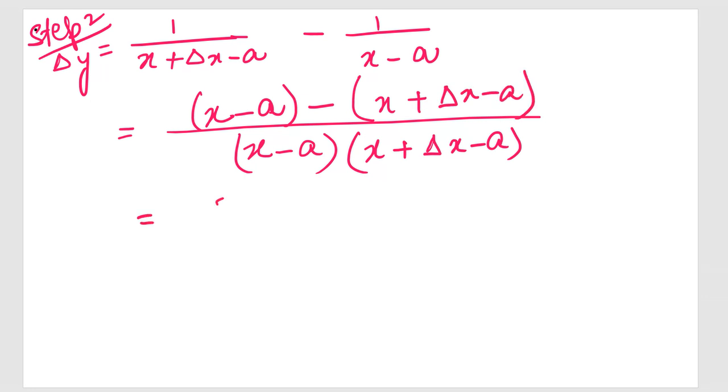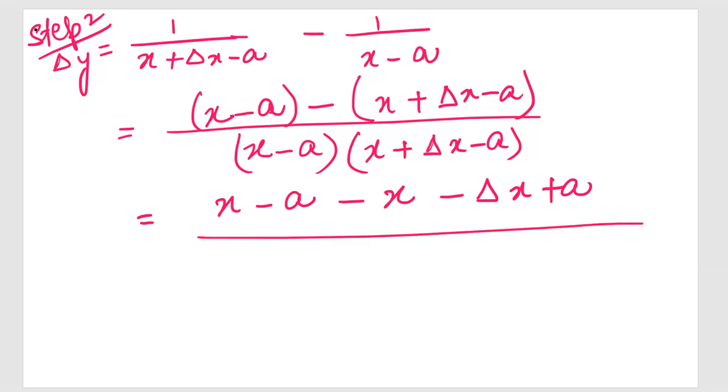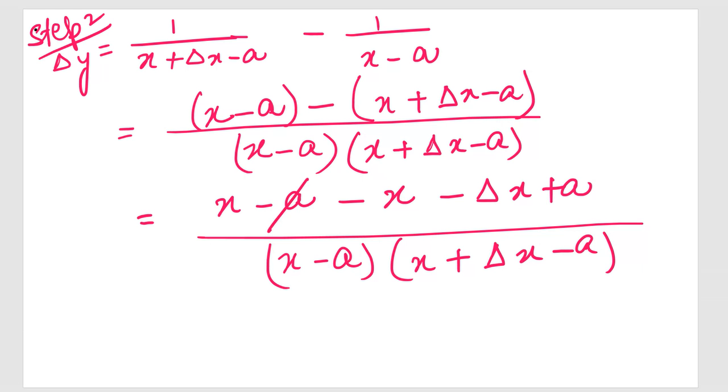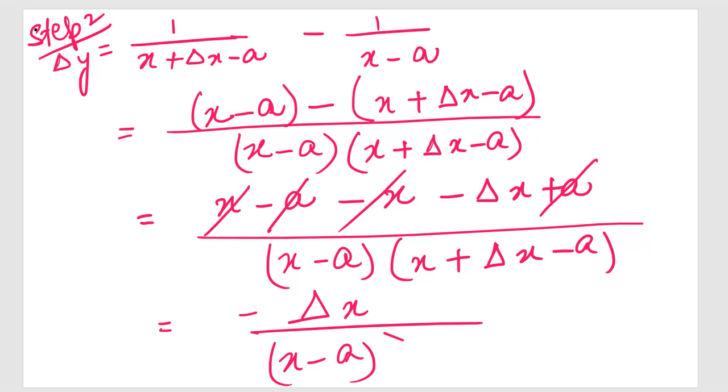What is the next step? In the next step we will change the sign of this parenthesis. Here is a negative, so all the signs will change. It will be negative x, negative delta x plus a. If you have a negative, it will be positive. If you have a positive, it will be negative. And then in the denominator we have x minus a into x plus delta x minus a. So this is negative a, this is positive a, it will cancel. This is positive x, negative x cancel. We only have left negative delta x divided by x minus a into x plus delta x minus a.